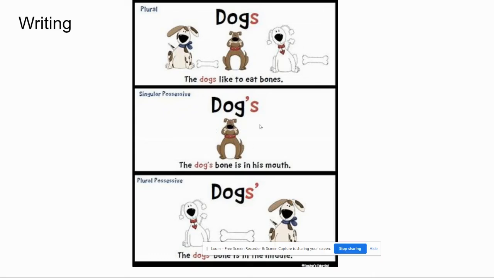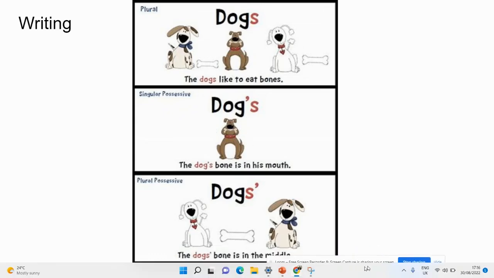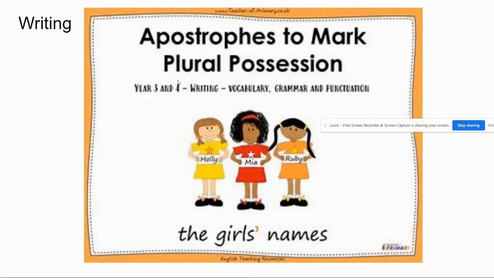So it's apostrophe S. But then in Year 4, they're introduced to plural possession, where something belongs to a group or more than one person or thing. So here you can see 2 dogs, and the bone is right in the middle of them. So the bone belongs to both of them. So here, the dogs' bone is in the middle. Because this bone belongs to both dogs, it's plural possession. It's S apostrophe. Okay, so when something belongs to a group of people, we're not using apostrophe S, we're using S apostrophe.